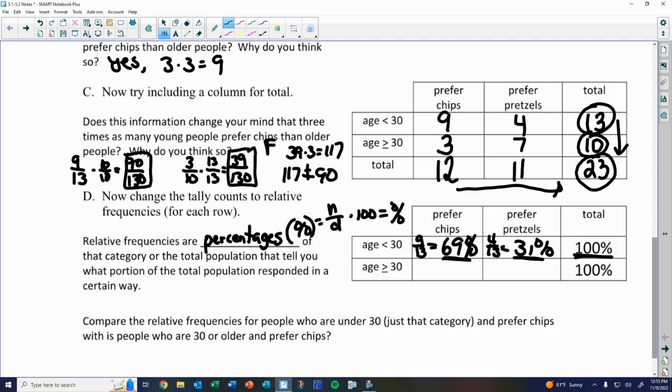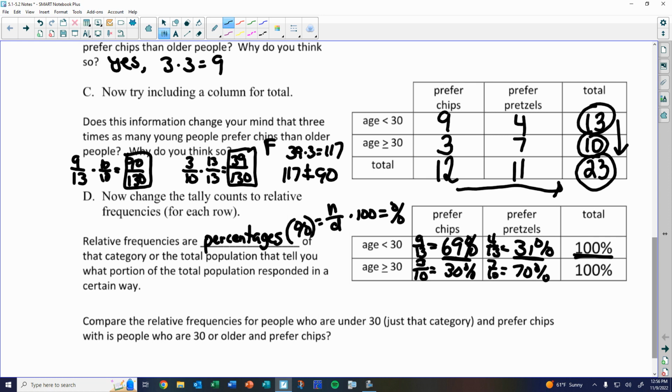All right? So to find the older people, 30 or older, this was 3 divided by 10, because 3 out of 10 people preferred chips of the older people surveyed, right? Well, that's 30%, right? Because you get 0.3 times 100. And then the 7 out of 10 surveyed preferred pretzels, which was 70%.